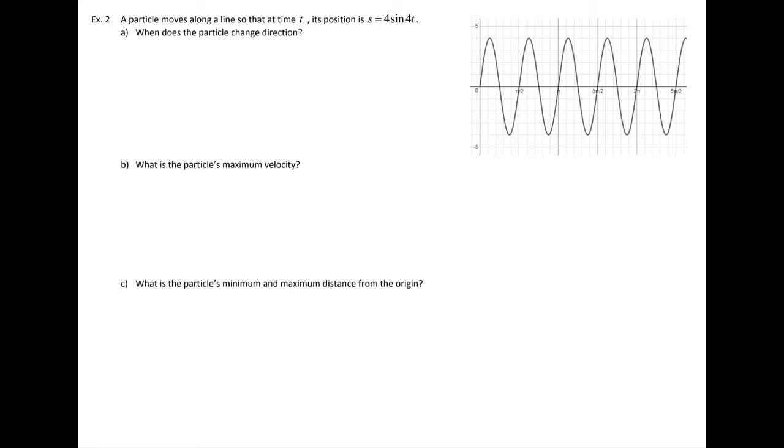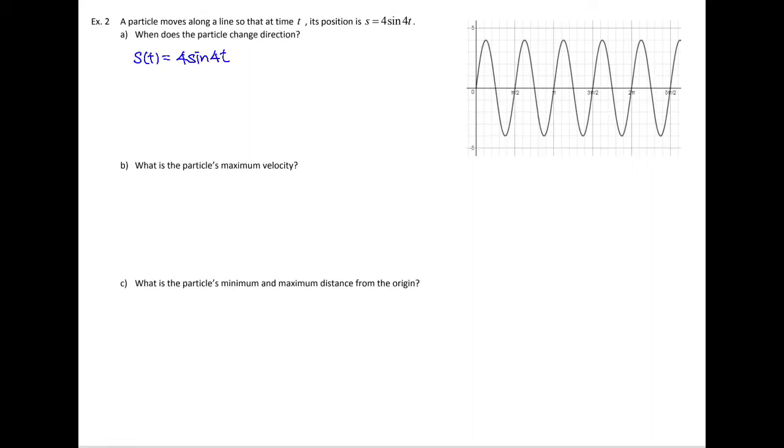Example number 2, a particle moves along a line. The function is given by s equals 4 sine 4t. Part A, when does the particle change direction? The direction of the movement can be found by using the velocity time function. If the velocity is positive, the object is moving forward. If the velocity is negative, the object is moving backwards.